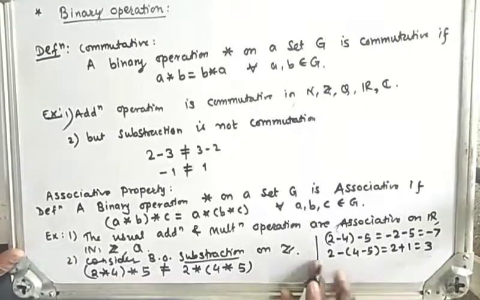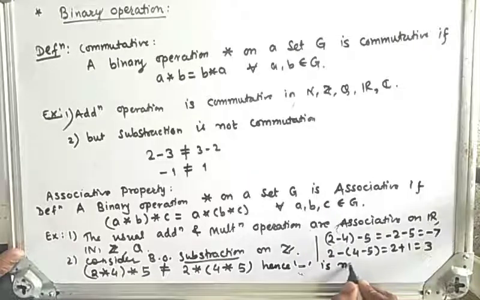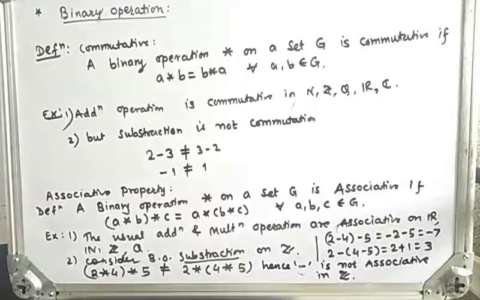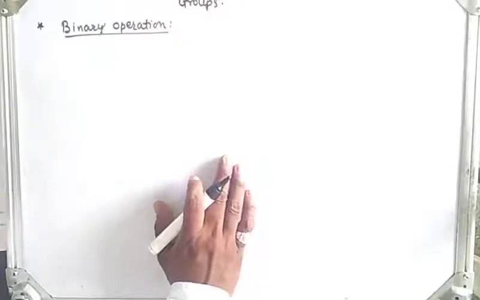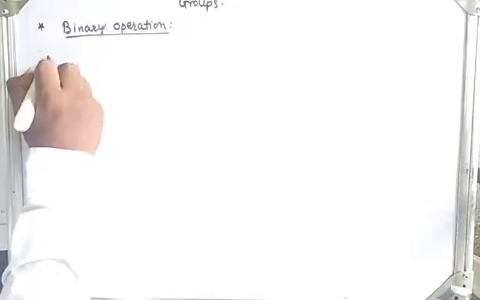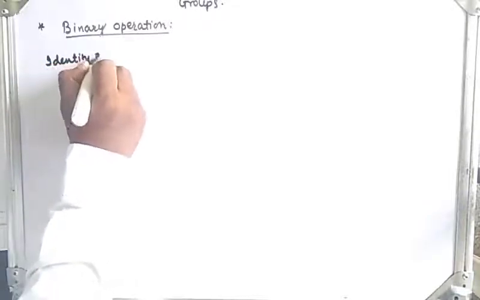Hence we say subtraction is not associative in the set of integers, right? So next we will see the existence of the identity property, the identity element.